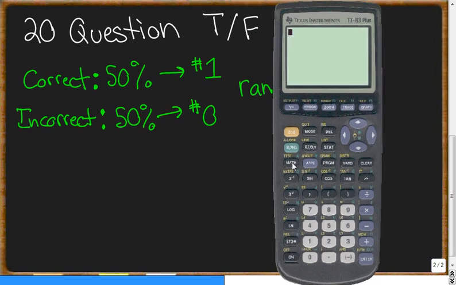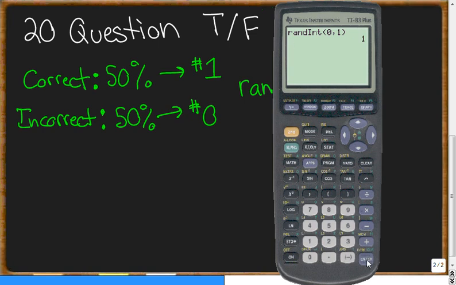the way that I use this is I need to go to math. Oh, it turned off. Come on, turn back on. All right, there we go. You go to math, and you go down to the randInt feature. It's under probability, randInt. If you get lost, you can always hit second catalog and find it. So we go to randInt, and I'm going to pick 0 as my first number, 1 as my second, and close. Now, every time I hit enter, it's going to randomly pick either 0 or 1.